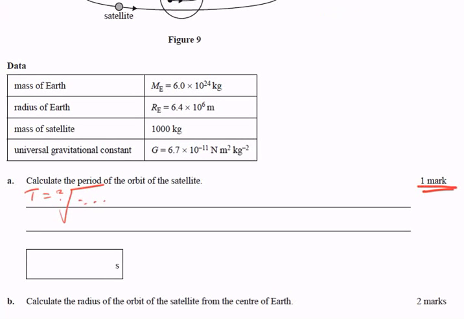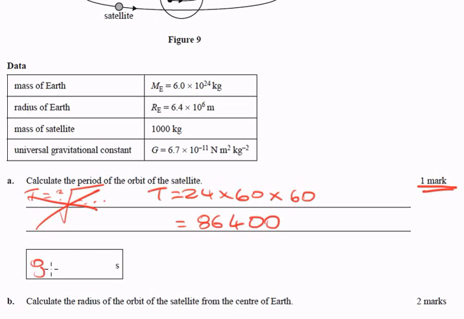All they want is they want it in seconds. So not this at all. It's time equals 24, and there's 60 minutes in an hour and 60 seconds in a minute. Times those together, 86,400 seconds.